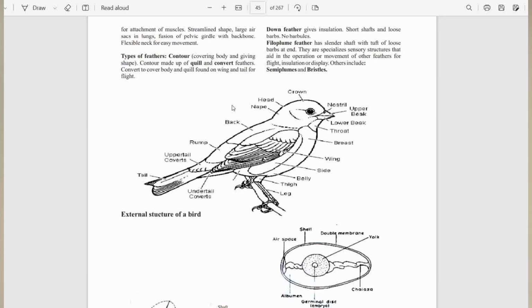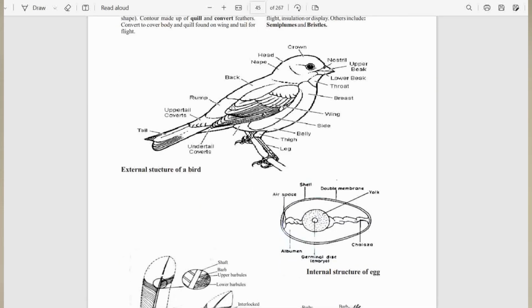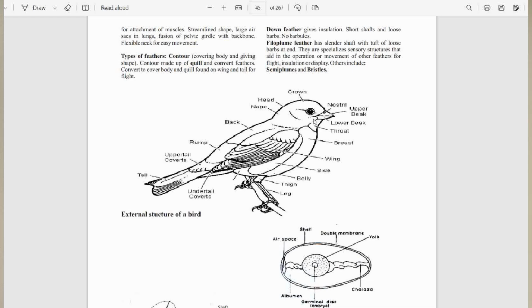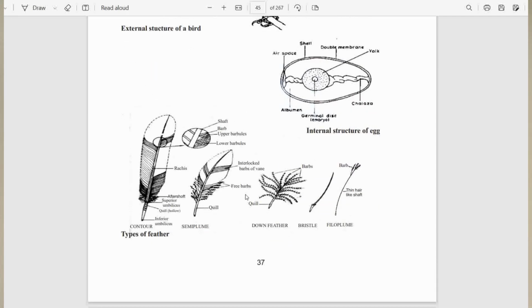And also for the birds, very importantly, you should be able to tell the structures of the feathers apart, the different types of feathers that you have in the birds. Basically, the contour feather is the most important feather. And other types of feathers are the semi-plume, the down feather, the bristle, and the filoplume.